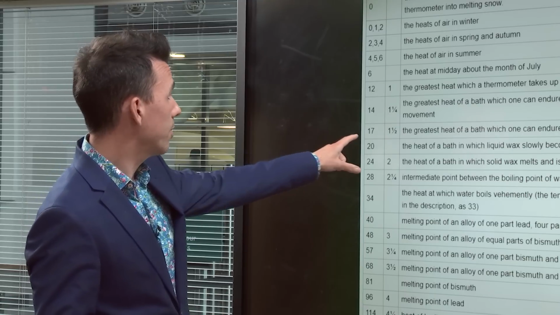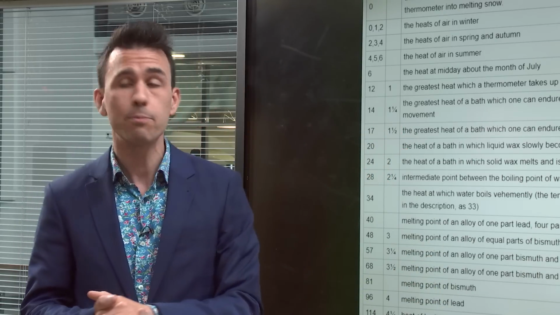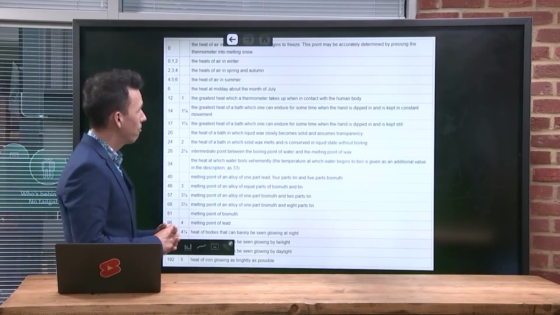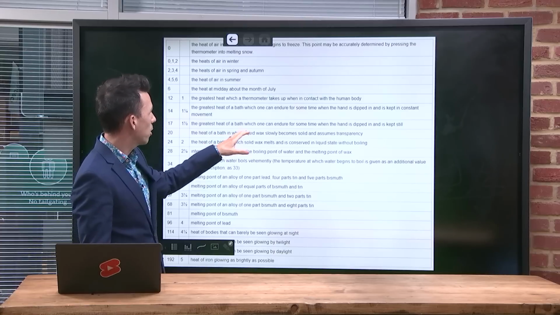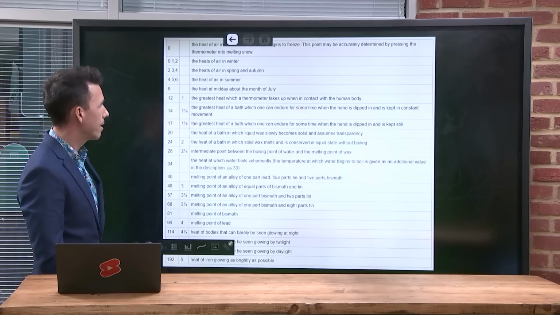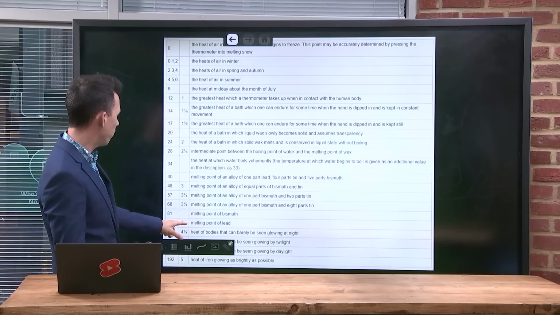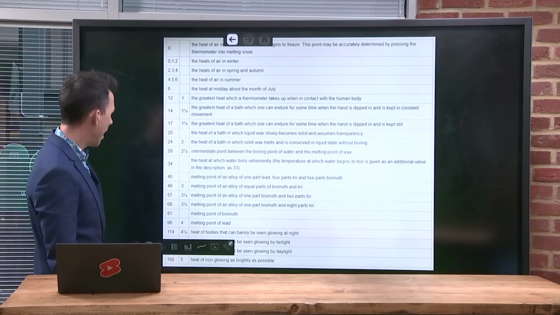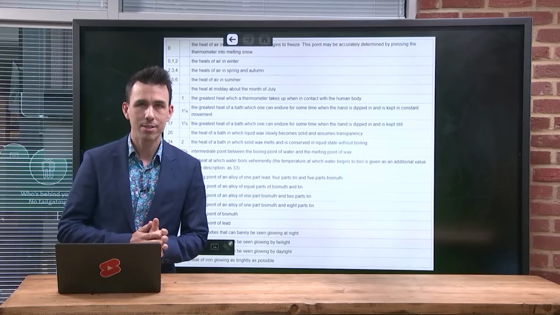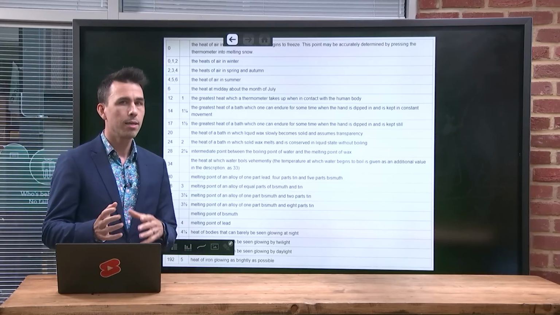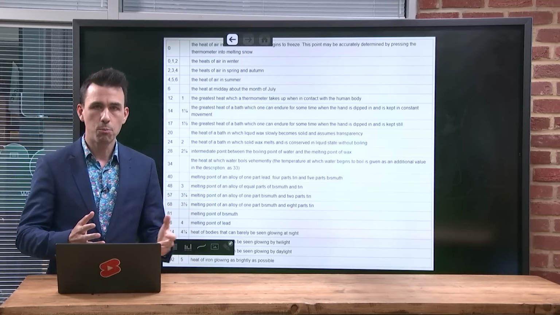14, or is it 17? That's my favourite. The heat of a bath, which one can endure for some time when the hand is dipped in and kept still. Who doesn't love a bath as hot as that? And then 20, the heat of a bath in which liquid wax slowly becomes solid and assumes transparency. And then you go all the way up and you've got 81 melting point of bismuth, 96 melting point of lead. So it's quite subjective, some of that, like the temperature of the air in the summer is 4, 5 and 6.